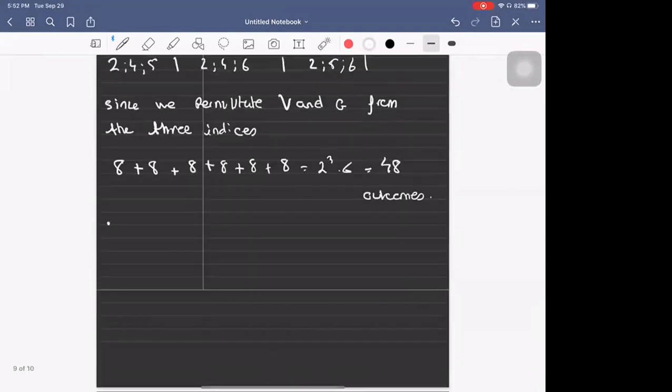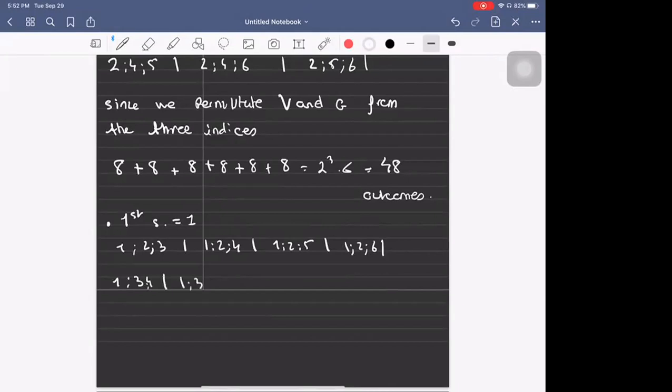Last order of business. First subscript is equal to 1. That means you have 1, 2, 3; 1, 2, 4; 1, 2, 5; 1, 2, 6; 1, 3, 4; 1, 3, 5; 1, 3, 6; 1, 4, 5; 1, 4, 6; and 1, 5, 6. So when the first subscript is equal to 1, there are 10 orderings of subscripts that satisfy the event, which is the first subscript is smaller than the second one, which is smaller than the third one.